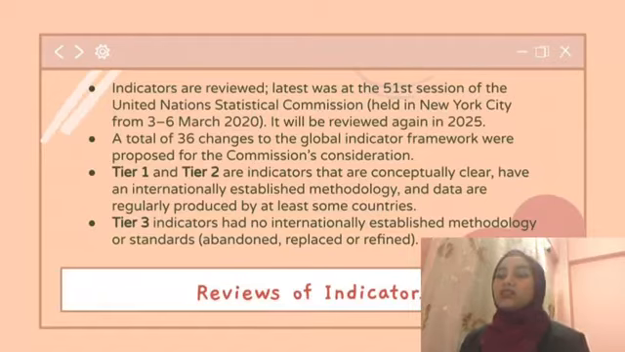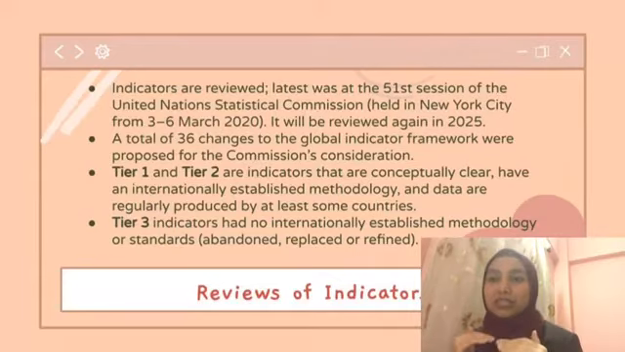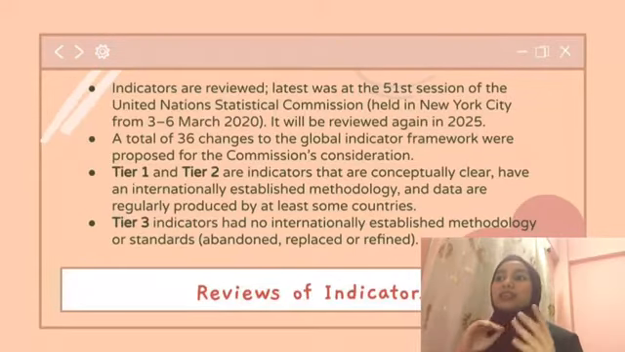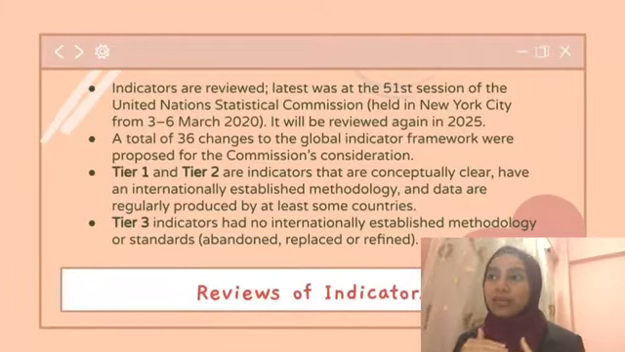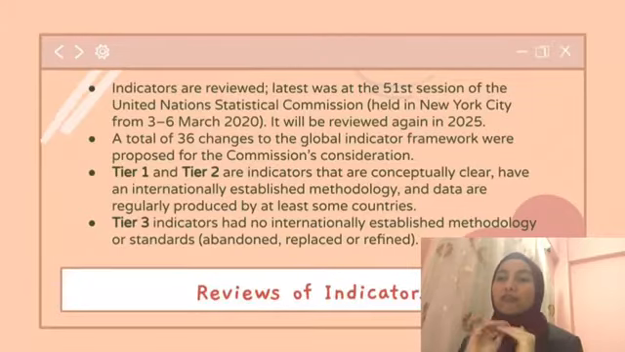So there were 3 tiers while reviewing these indicators. So tier 1 and tier 2 are indicators that are conceptually clear, have an internationally established methodology, and data are regularly produced by at least some countries. And tier 3 indicators had no internationally established methodology or standards. So if the indicators were on tier 3, they will be abandoned, replaced, or refined.